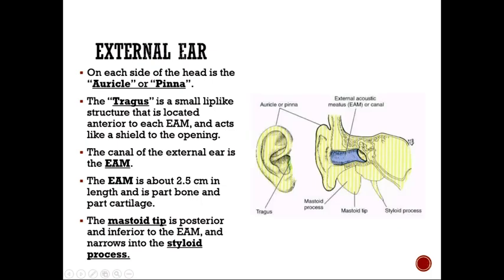The external ear has the auricle or pinna, which is the flap of ear that we refer to. The tragus is the small lip-like area anterior to each EAM, and it acts like a shield for the opening. The canal of the external ear is the EAM, about 1 inch or 2.5 centimeters in length, and is part bone and part cartilage. The mastoid tip is posterior and inferior to the EAM and narrows into the styloid process.